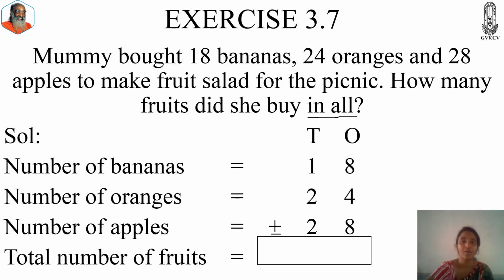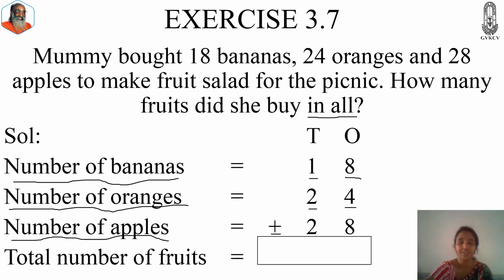So I write number of bananas. How many? 18. Next, how many oranges did mummy buy? 24, right? So number of oranges, how many? 24. Next, how many apples? 28. So number of apples equals 2 and 8, 28. So the answer will be the total number of fruits mummy bought for the picnic to make the fruit salad.